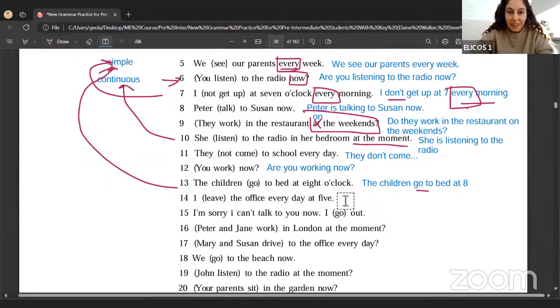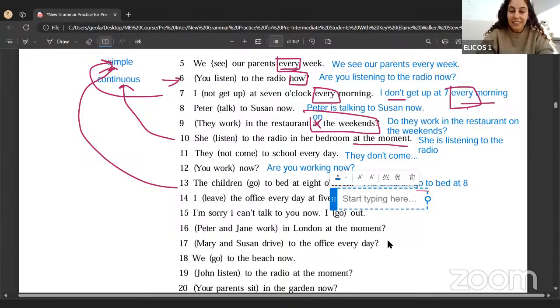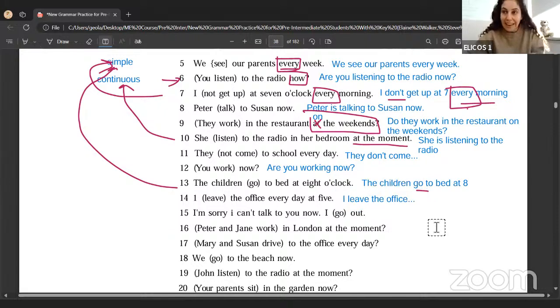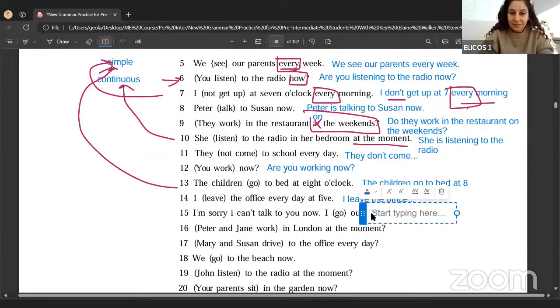Number 14. I leave the office every day at 5. Now remember, every day is your routine. So yeah, exactly. I leave the office every day at 5. It's talking about my routine, not just now at the moment, but every day. I'm sorry, I can't talk to you now. I go out.